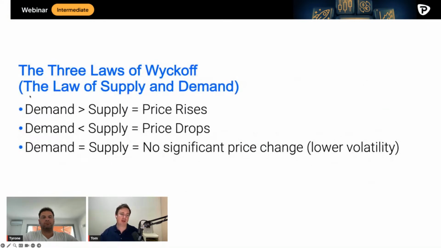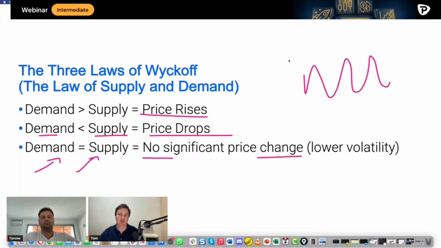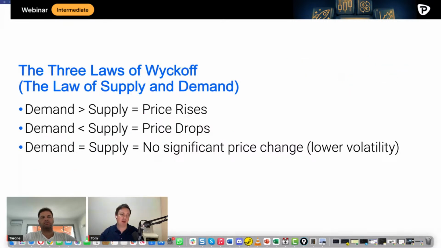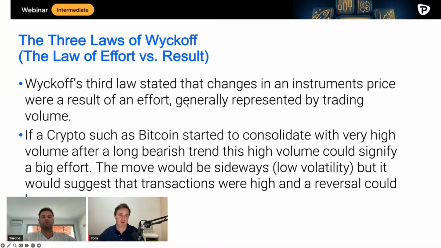So Wyckoff also came up with the concept of demand beating supply equals price rising. Demand is less than supply, price drops. And of course, if demand equaled supply, we would have no significant price change and therefore lower volatility, a building of one of these events. So that's something that we always need to understand. A supply or demand, or really a channeling market or a range bound market, is when there's no significant price change. But that doesn't mean we shouldn't be analyzing it to know where the most traded area is.